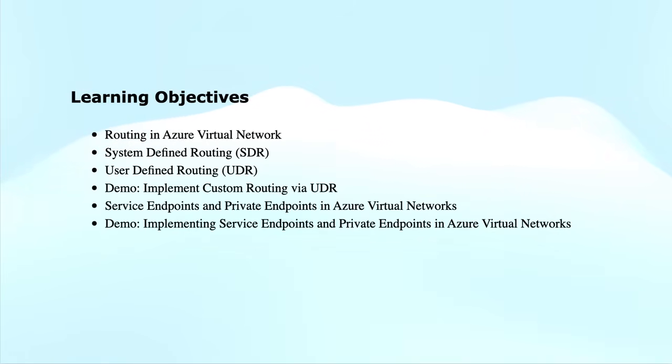This module belongs to the learning path Implementing and Managing Virtual Networking, which covers 15 to 20% of the AZ-104 exam. The learning objectives of this module are: review the system-defined routes, the default routes in a virtual network in Azure, and identify user-defined routes, the UDR. I will provide a demonstration on user-defined routing, how we can route the traffic, or do the traffic shaping based on our requirement.